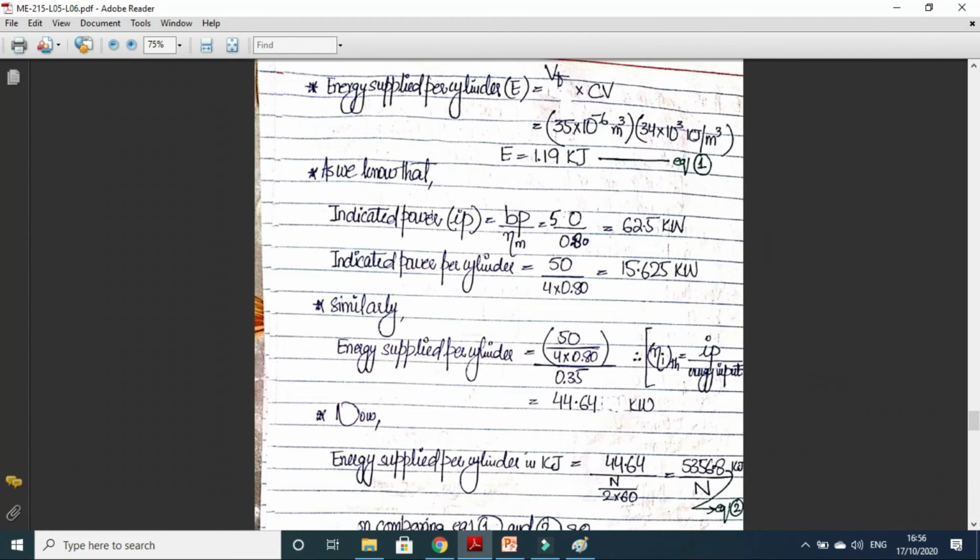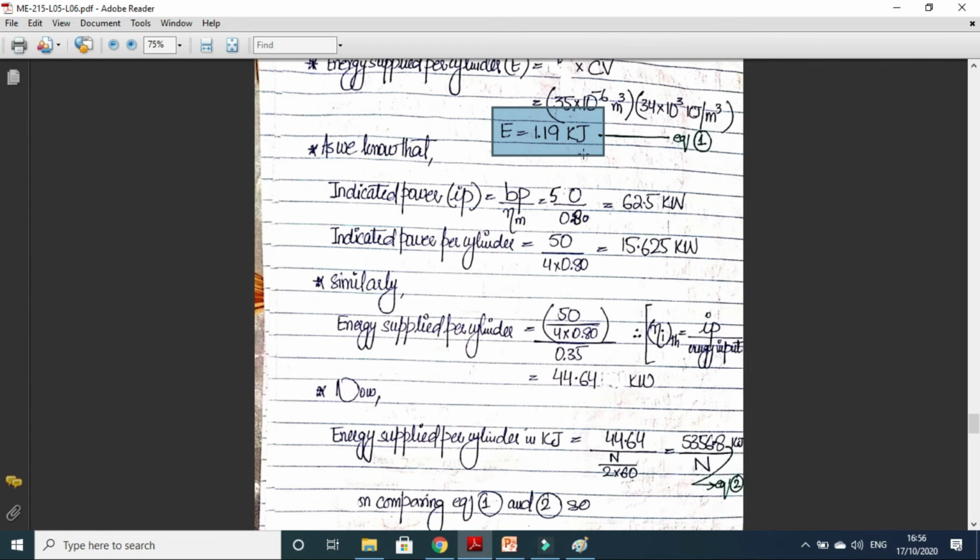So we can find the indicated power with the help of brake power and mechanical efficiency, and if we divide it by 4, it will be indicated power per cylinder. Because we are doing everything in per cylinder term, so we need the indicated power also in the per cylinder. So energy supplied per cylinder, the flow rate of energy supplied, we can find with the help of indicated thermal efficiency formula, that is IP upon energy input. IP is known, indicated thermal efficiency is known, we can find the energy input, and please note its unit is kilowatt, that is kilojoule per second.